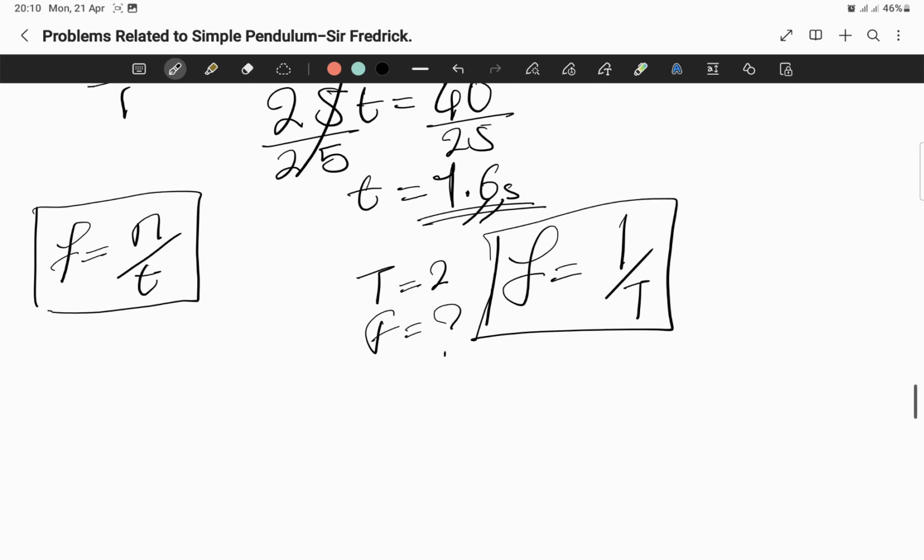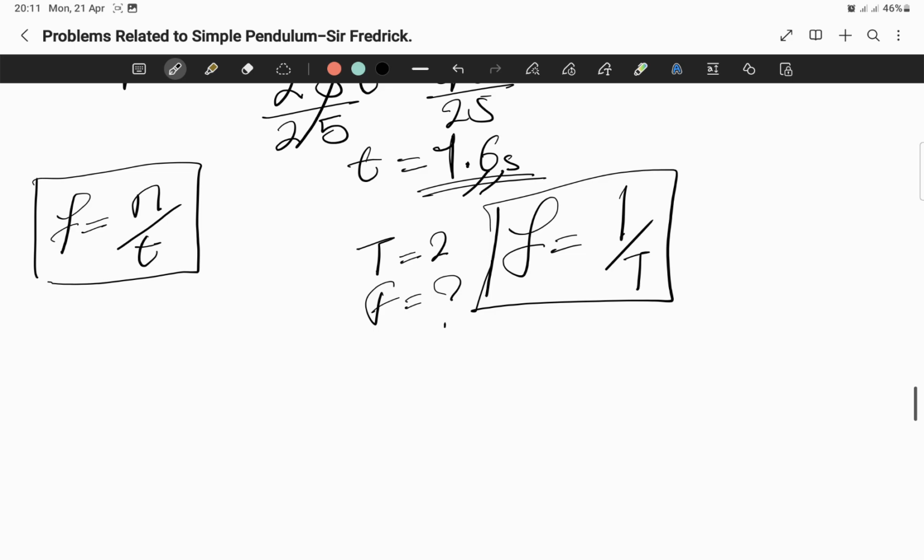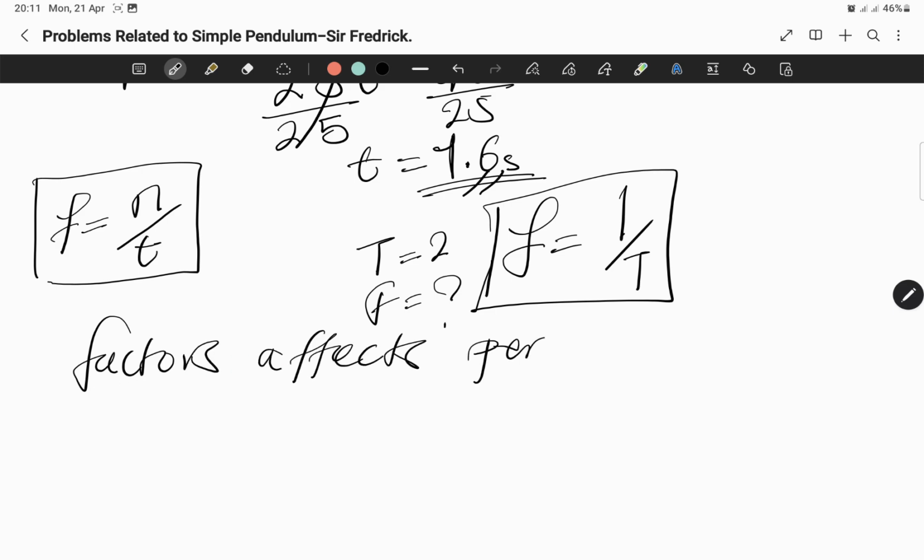Okay, so don't forget the relationship between frequency and period of a pendulum. You can calculate either of these. It's not always period and it's not always frequency. They can ask you any of what we have in the formula. Then let's just look at some of the factors that affect the period of the pendulum.